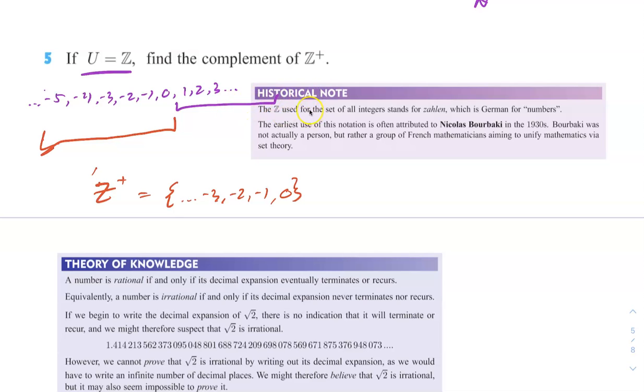A little historical note here. The reason why you use Z for integers is because Z stands for Zahlen. I'm probably pronouncing it wrong. Which is German for numbers. So that's why we use Z for it, because it's German for numbers.